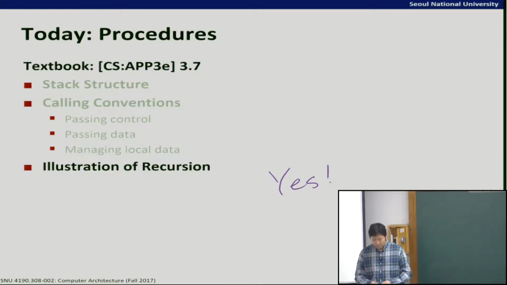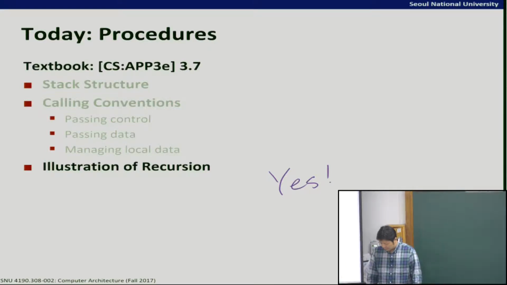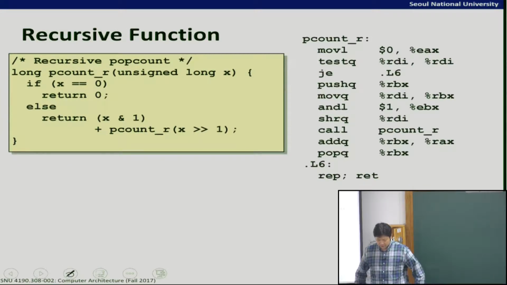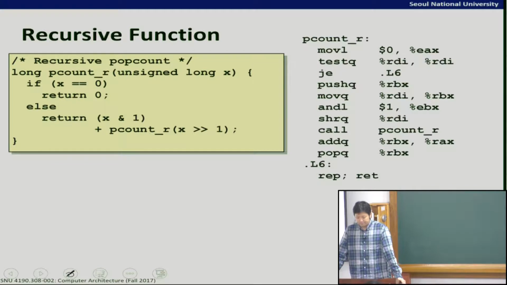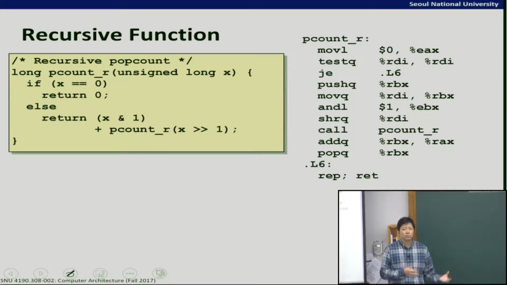Now we're going to see how recursive functions are implemented at the assembly level. This one will be a true litmus test for whether you actually understood everything correctly. Let's see an example recursive function first. This is a pop count function we saw last time, but a different version. We're doing the same thing in a different way.